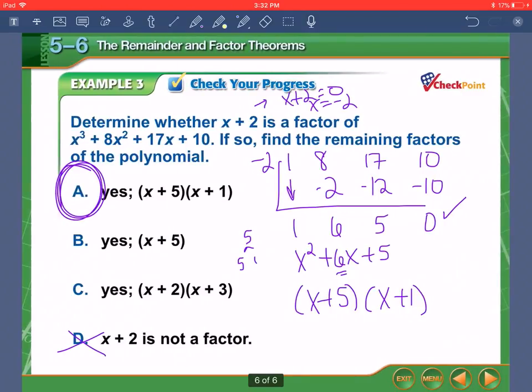And that is it. Now, when you're listing all of your factors, you do need to list the x plus 2 as well to list all of them. But that is it for the remainder and factor theorems.